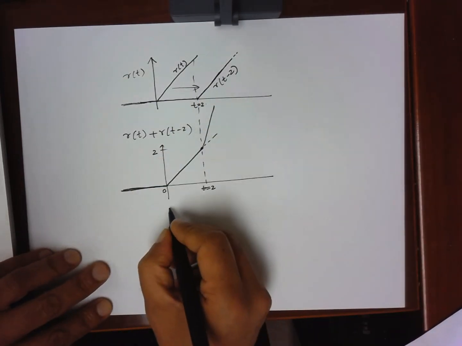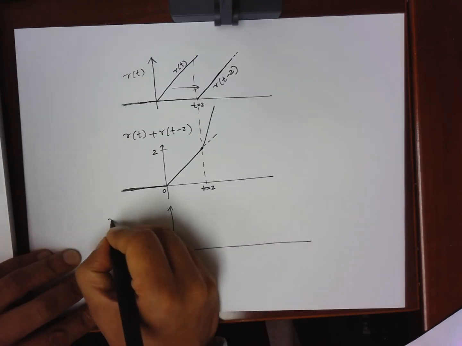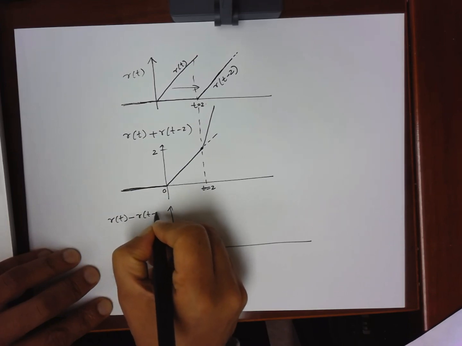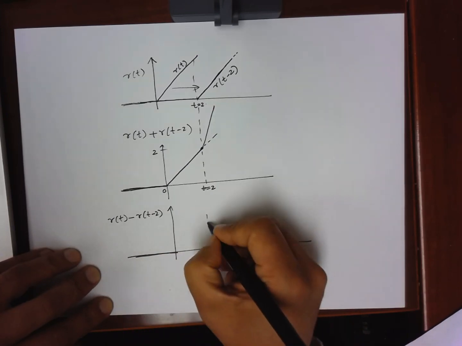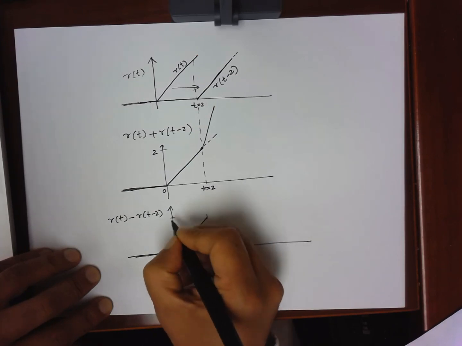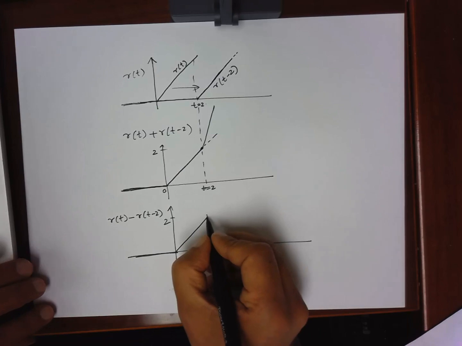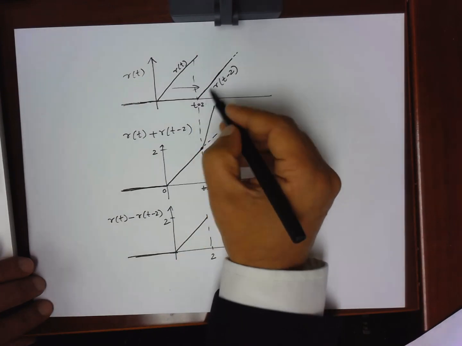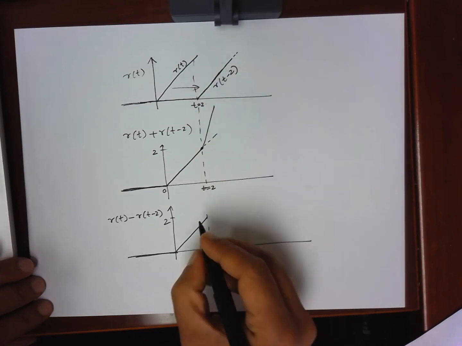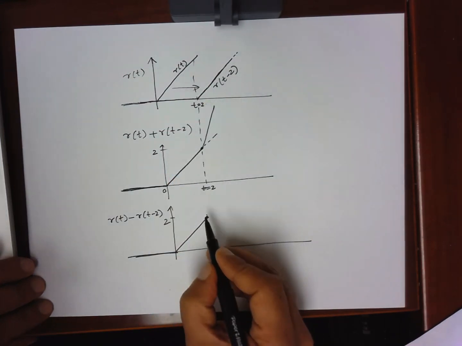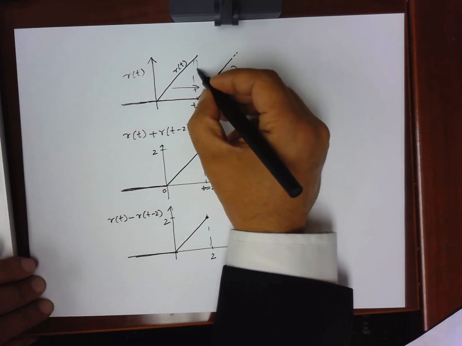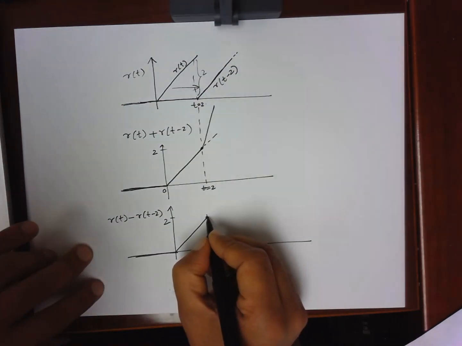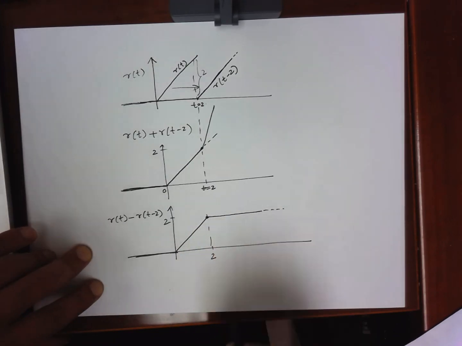Now let's see what happens if we subtract these two. What if we do r of t minus r of t minus 2? In that case, this part stays the same, and at t equal to 2 it also stays the same. There's no change. But beyond this point, when you subtract the shifted ramp from the first one, it starts off at the same point, 2, because the second waveform is at 0. From then onwards, you're subtracting a constant difference, which is always going to be 2. So the net becomes a horizontal line that goes like that.